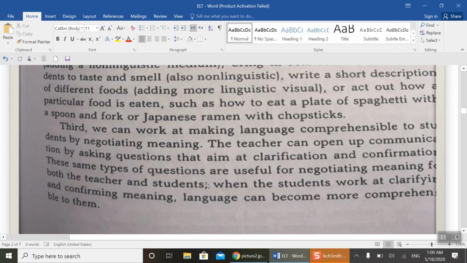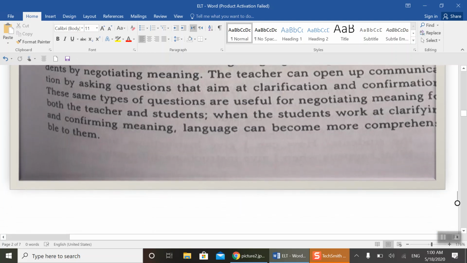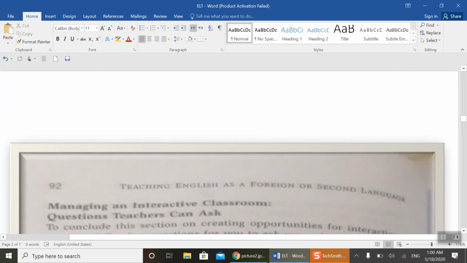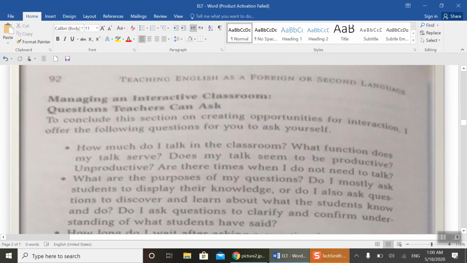These types of questions are useful for negotiating meaning for both the teacher and the students. When the students work at clarifying and confirming meaning, language can be more comprehensible to them. We finish with this, and we have this point. This is in sum. This is a summary.